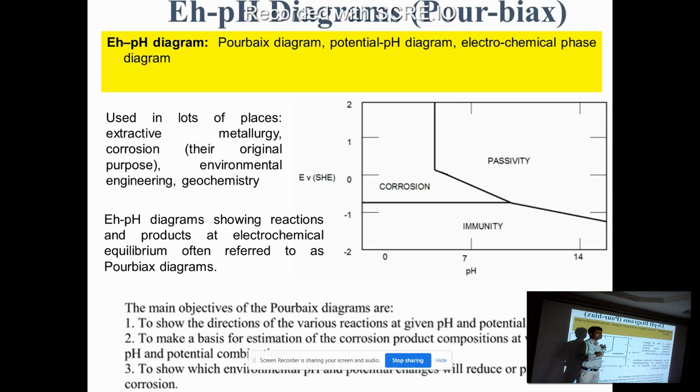Is it clear now? So, what will these diagrams give? These diagrams will give directions. Directions, that was the first objective. It shows the directions of the various reactions at a given pH and potential. If I could manipulate, for example, I know that iron will corrode in this zone. I will go ahead with the alkaline pHs.